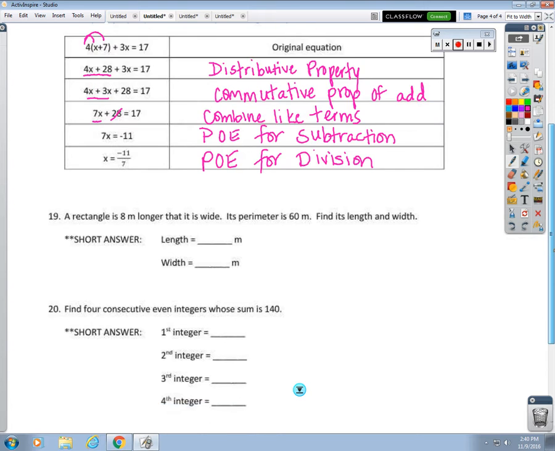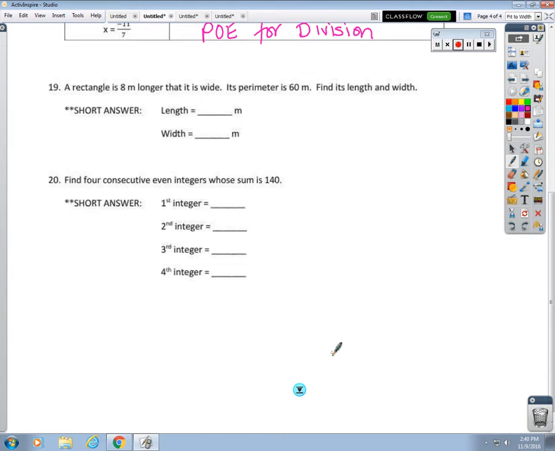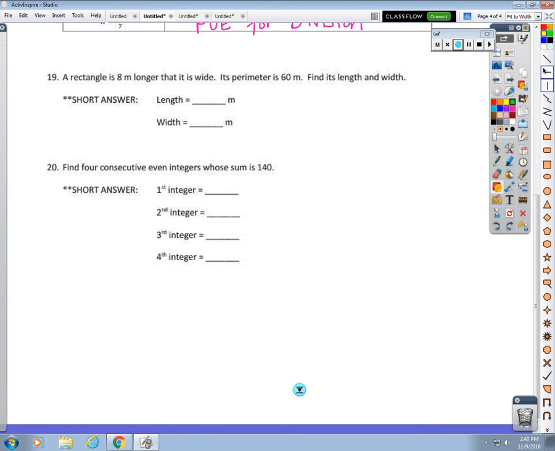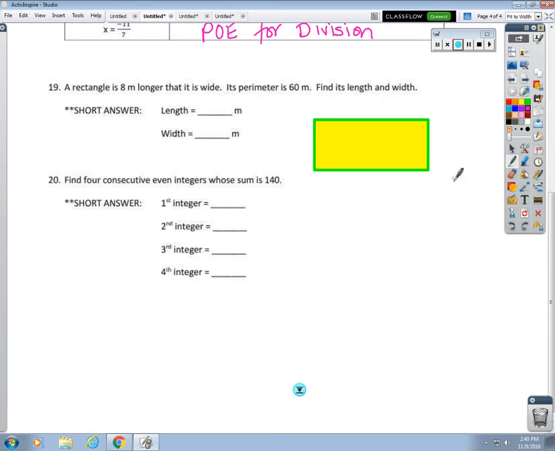Number 19. A rectangle is 8 meters longer than it is wide. Its perimeter is 60 meters. Find its length and its width. It helps me to draw a rectangle so that I have a visual. Okay, currently, do we know how long the length or the width is? No. That means they're unknown, and what do we use for unknowns? Variables, and normally, yes, we use x. So that's your width, and that's your length.